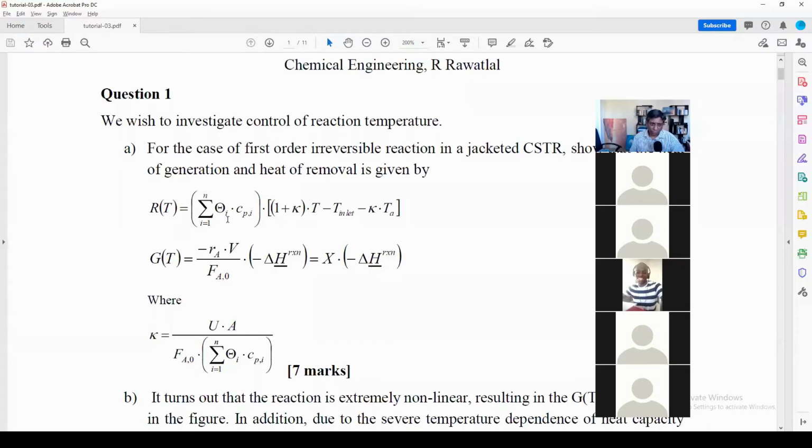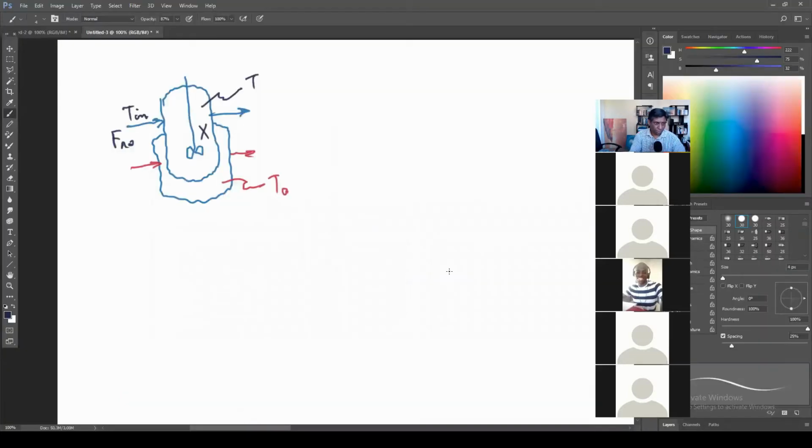And if you follow the derivation in the notes, you'll see that we classify two types of energy contribution. One being the contribution from the reaction itself. So in the reactor, due to the transformation of the species, your chemical potential energy is converted to thermal energy due to the reaction. So there's a certain heat, and we think of that as heat generated. So G of T is due to the reaction.